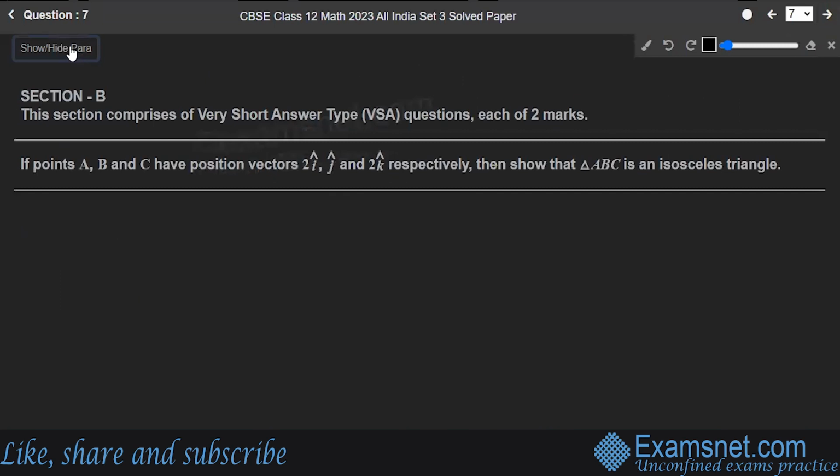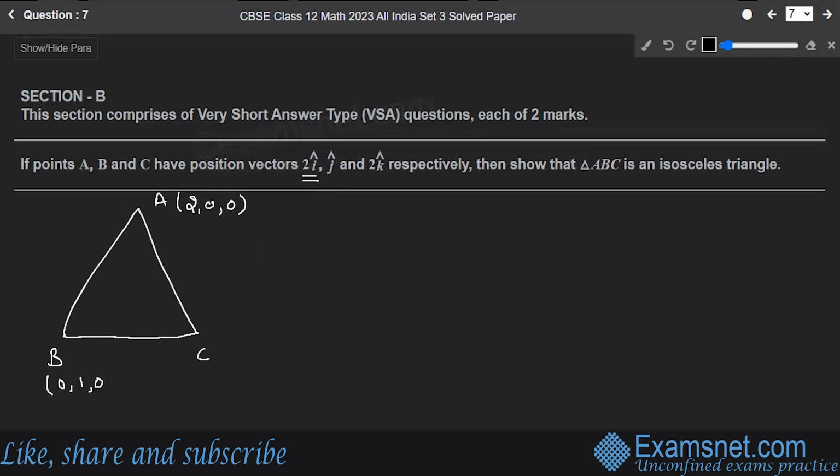Now we are starting with the B section, which is very short answer type questions, and they carry 2 marks each. It says if the points A, B, C have the position vectors 2i, j, 2k respectively, then show that triangle ABC is an isosceles triangle. Let's make the triangle. So this is the point A, B and C. For A, you have the position vector 2i, so 2 and j, k are missing, so 0, 0. For B, you have j, so 0, 1, 0. And this is 2k, so 0, 0, and 2. These are the position vectors for A, B, C.